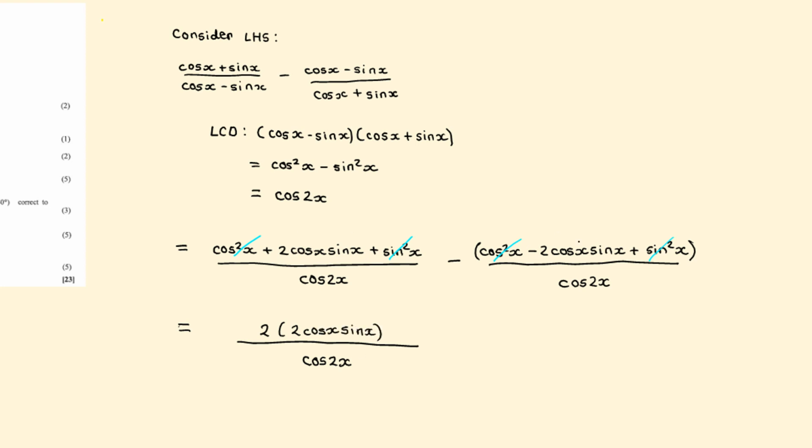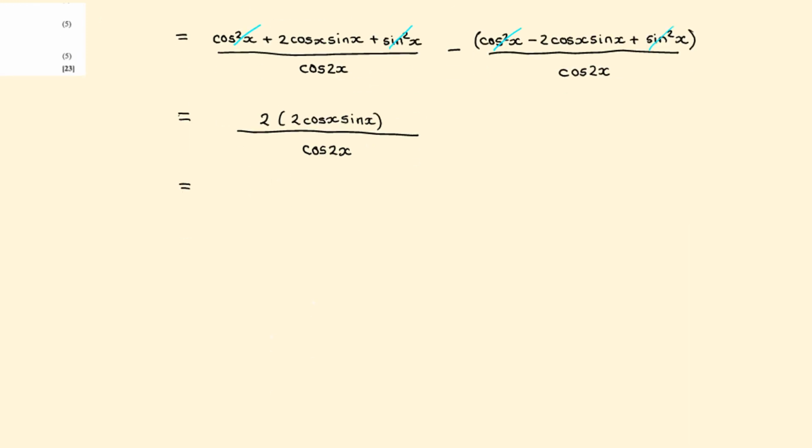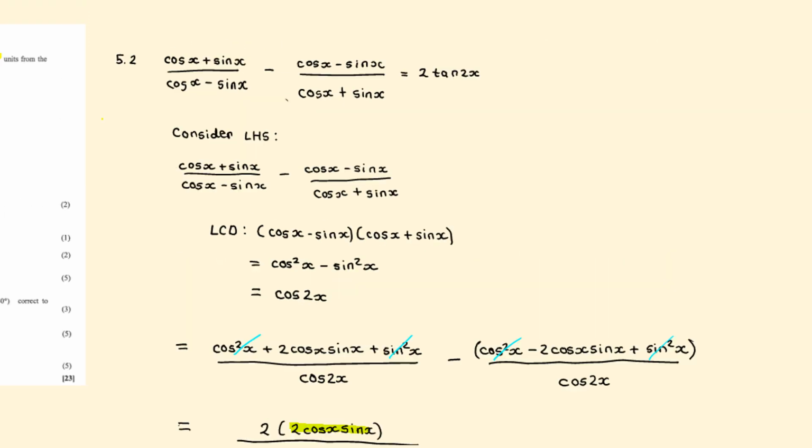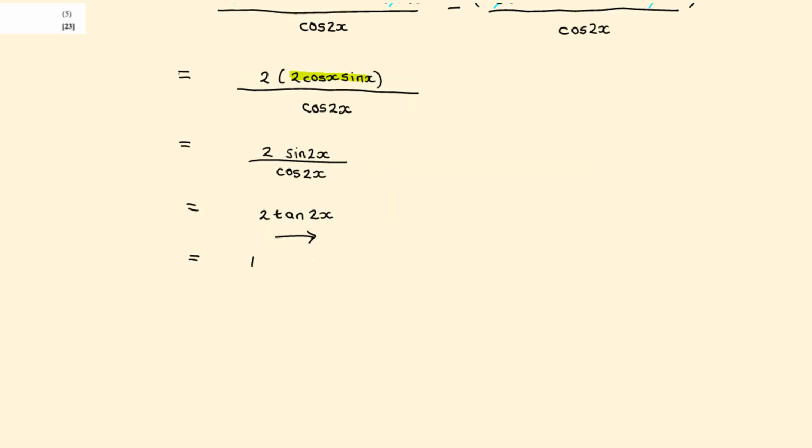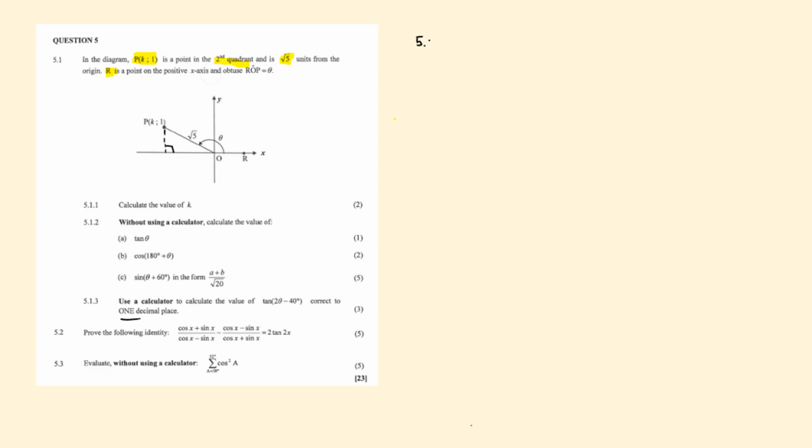Okay. Then you're going to have 2 lots of 2 times cos x times sine x, right? However, 2 times cos x times sine x is sine 2x, right? And now that we have that, this just simplifies down to 2 times tan of 2x, which is equal to the right hand side. And thus you've proved your identity.